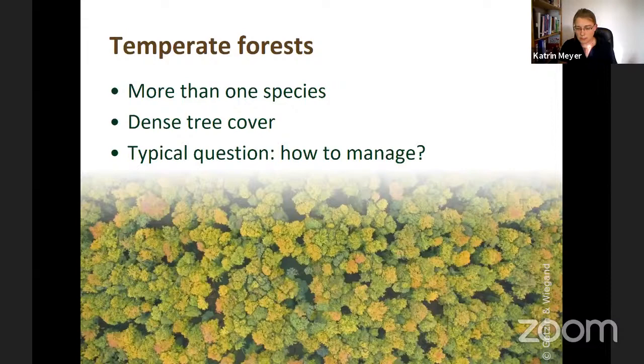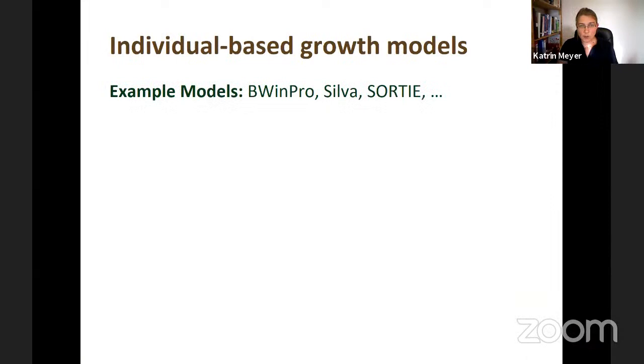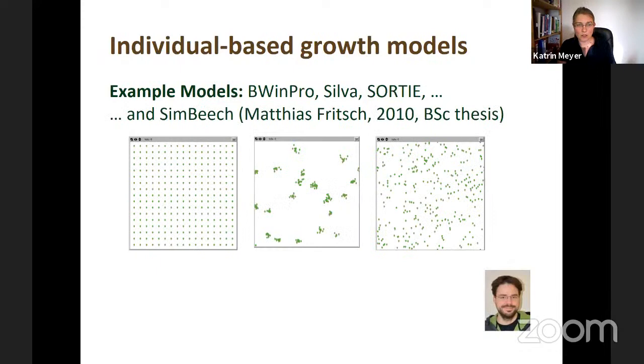And here individual based models are also quite common, actually individual based growth models. And maybe some of you have heard of the model Sortie. That's quite a classic from many years ago, and I think it's still being used. Sortie is from the US, and Silva and BWinPro are from Germany. But there are many, many more. I think I mentioned more than 20 or so. But there's also a little one from our group, which is based on the Silva model. And this is just to illustrate that something like this is possible in the course of a 3-month bachelor thesis, if you like this approach.